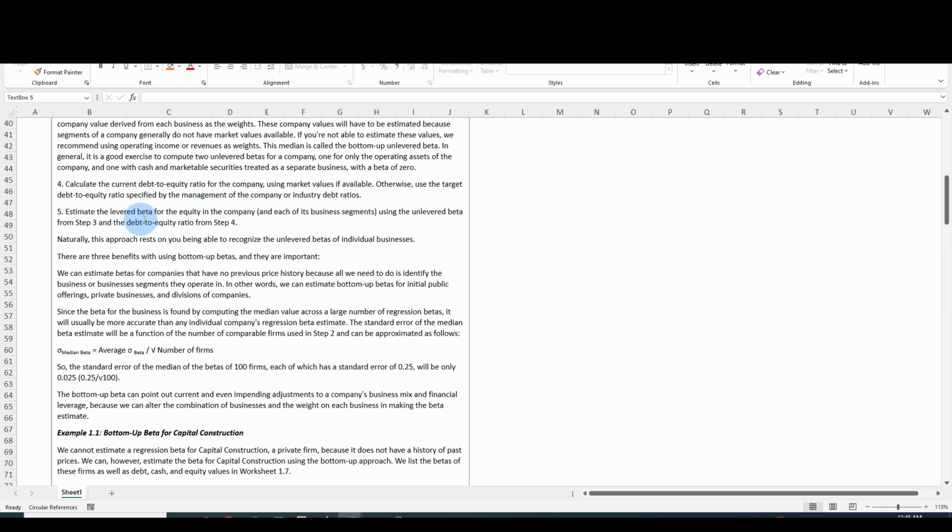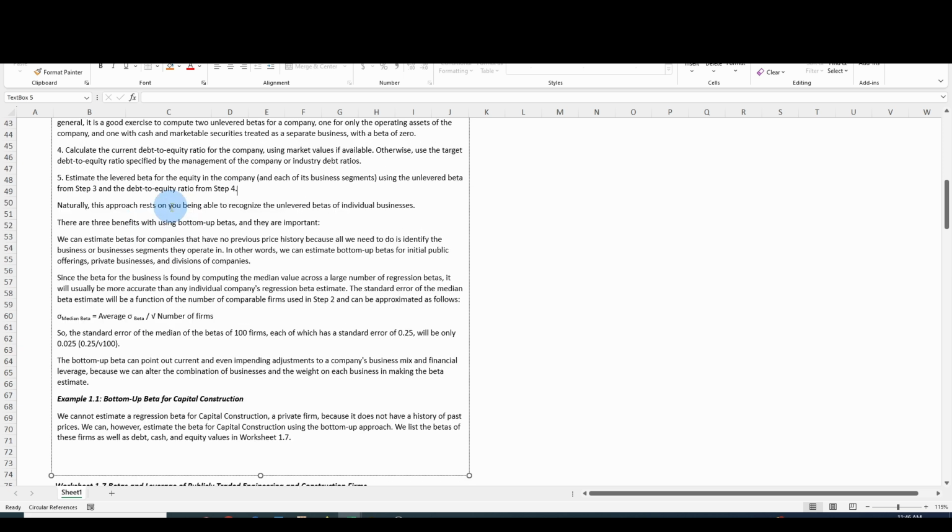Estimate the levered beta for the equity in the company and each of its business segments using the unlevered beta from step 3 and the debt to equity from step 4. Naturally, this approach rests on your being able to recognize the unlevered betas of individual businesses. There are 3 benefits with using bottom-up betas, and they are important.